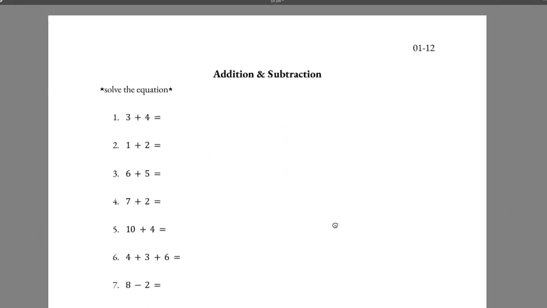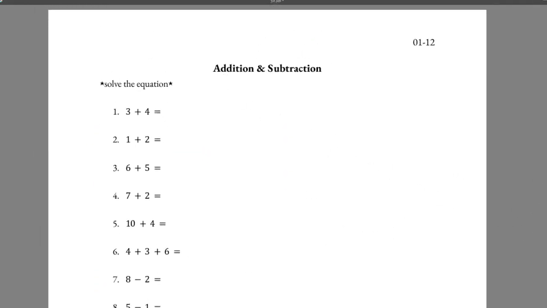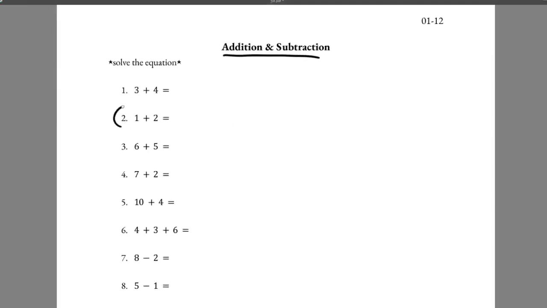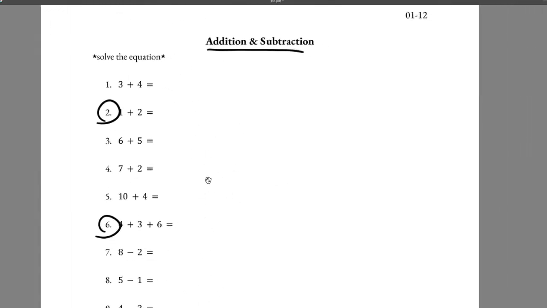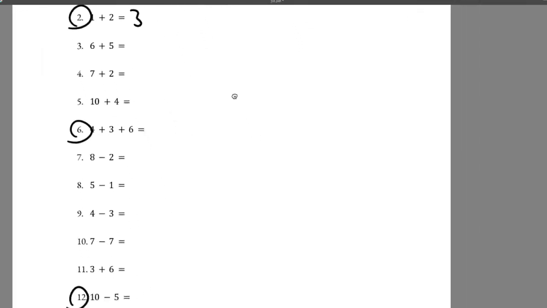On the second page, we're asked to do some simple addition and subtraction. Let's try out 2, 6, and 12. So 2 is just 1 plus 2. That's pretty easy. 1 plus 2, 1, 2, 3. So that gives us the answer 3.